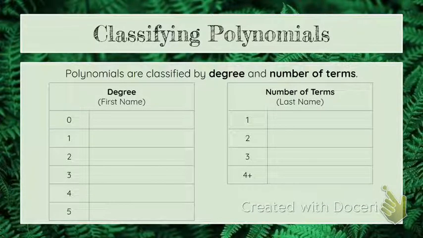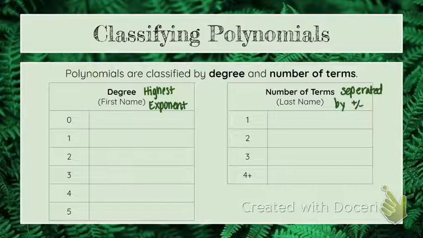And the final thing that we're going to talk about is how to classify polynomials. And polynomials are classified by degree and number of terms. So we said that degree is the highest exponent in a polynomial. So that's the biggest exponent in the whole thing. And the number of terms, remember, terms are separated by addition and subtraction. And these have names.